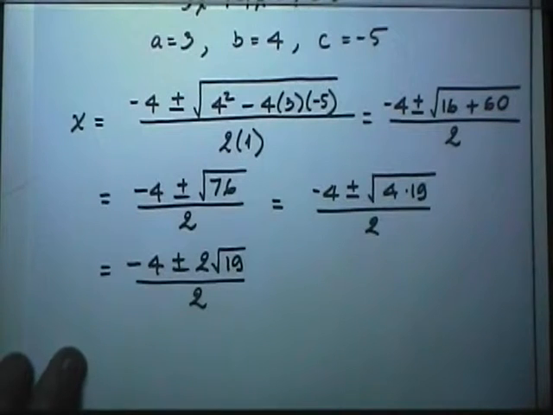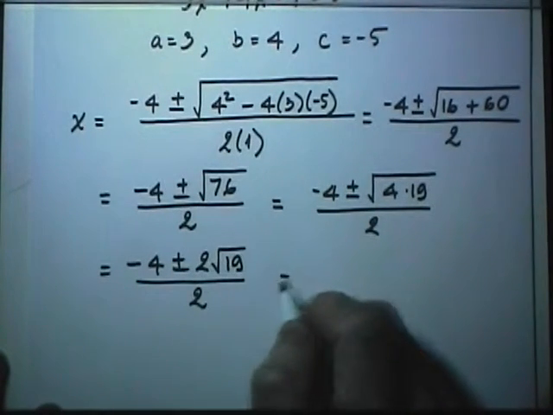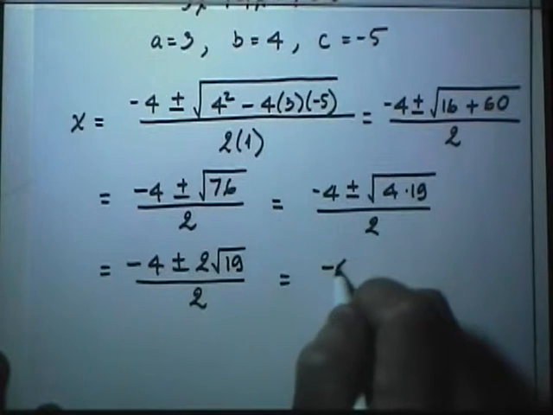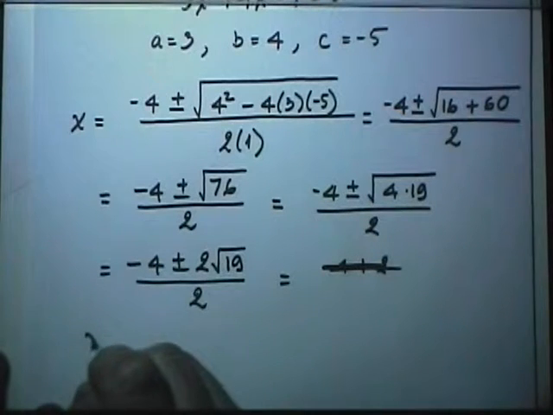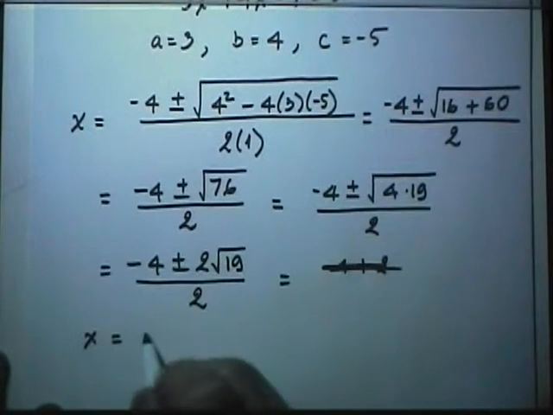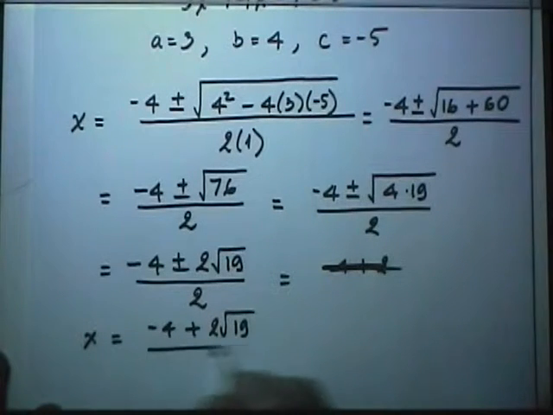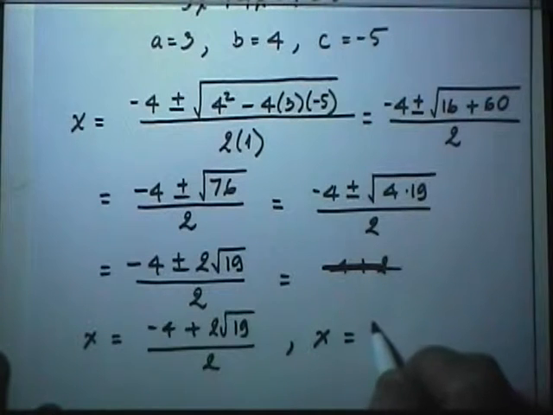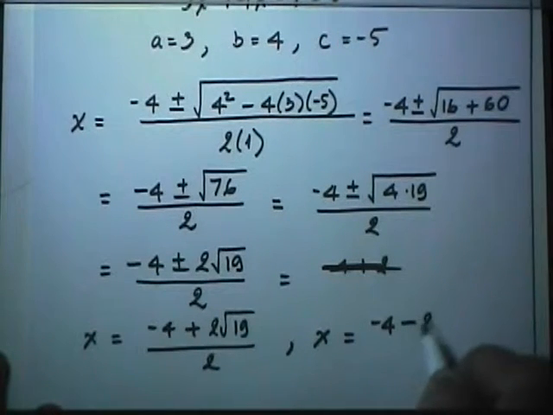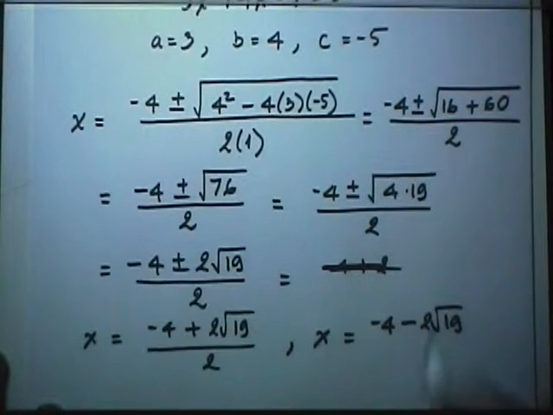At this point, the plus and the minus here means one solution is x equals -4 plus 2 square root 19 over 2, and the other solution for x is -4 minus 2 square root 19, divided by 2. It's all because we have the plus and the minus. It's like a dual nature right there.